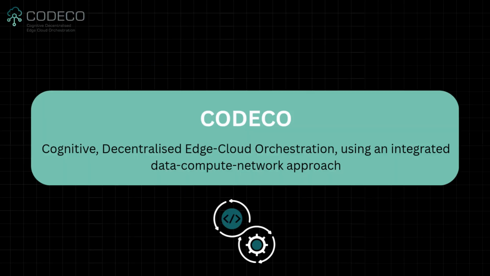And that's because of what CODECO actually is. It stands for Cognitive Decentralized Edge Cloud Orchestration. And the real game changer here is that it's not just looking at one piece of the puzzle. Older systems might only care about computing power, but CODECO, it's looking at three things all at once: the compute, the network, and the data. It's that complete 360-degree view that makes it so incredibly smart.